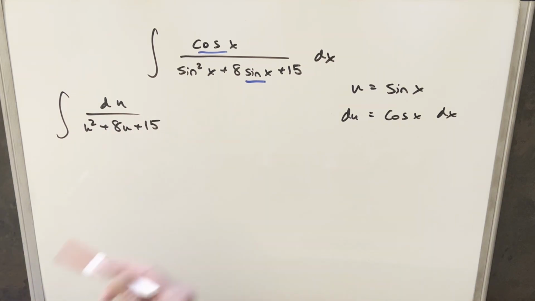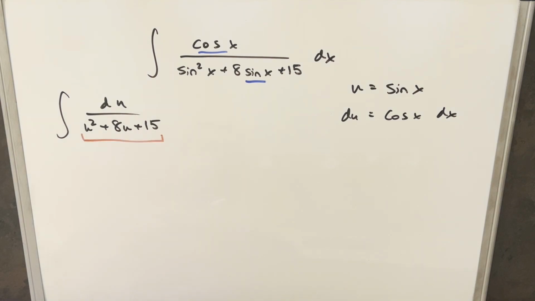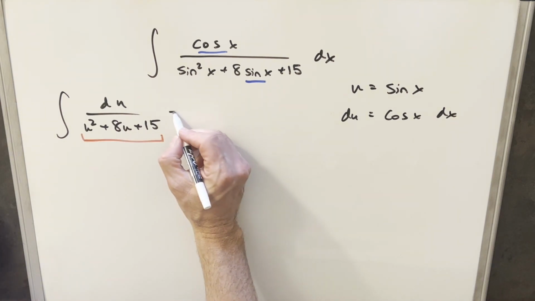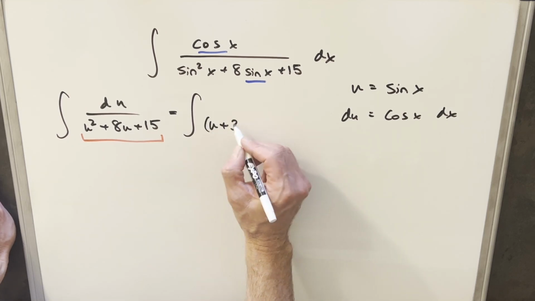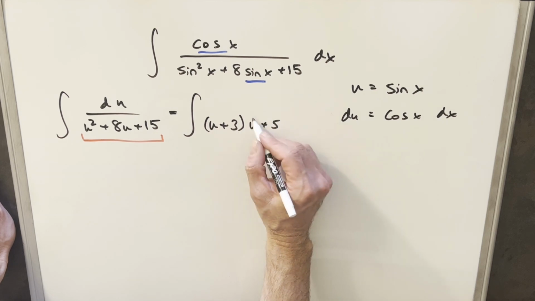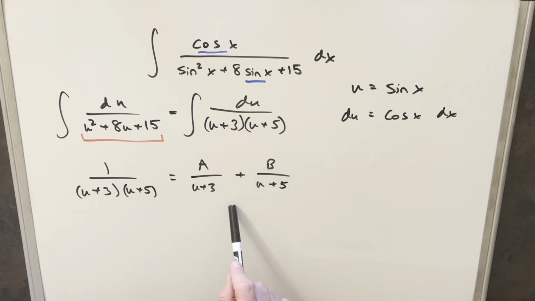Now, if it didn't stick out right away, it's become clear that the denominator is going to be factorable, and that's what I'm going to do. So when we rewrite this, we can factor this as u plus 3 times u plus 5. And of course, the way I want to handle this is partial fractions. Okay, now we have our partial fractions set up here, where I've just split up our denominator into two parts.